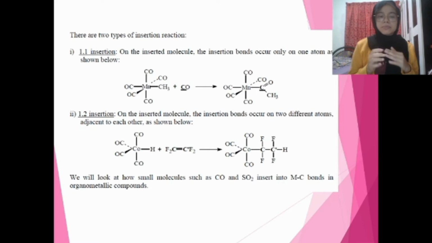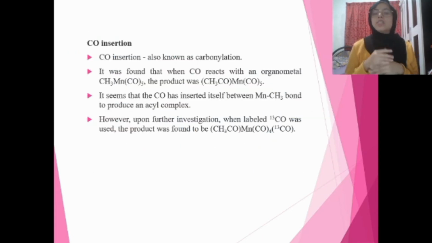We will look at how small molecules such as CO2 and SO2 insert into the metal-carbon bond in the organometallic compound. For CO insertion, carbonyl insertion is also known as carbonylation. It is found that when carbonyl reacts with the organometallic CH3Mn(CO)5, the product was CH3CO-Mn(CO)5. It seems that carbonyl has inserted itself between the Mn and CH3 bond to produce an acyl complex.